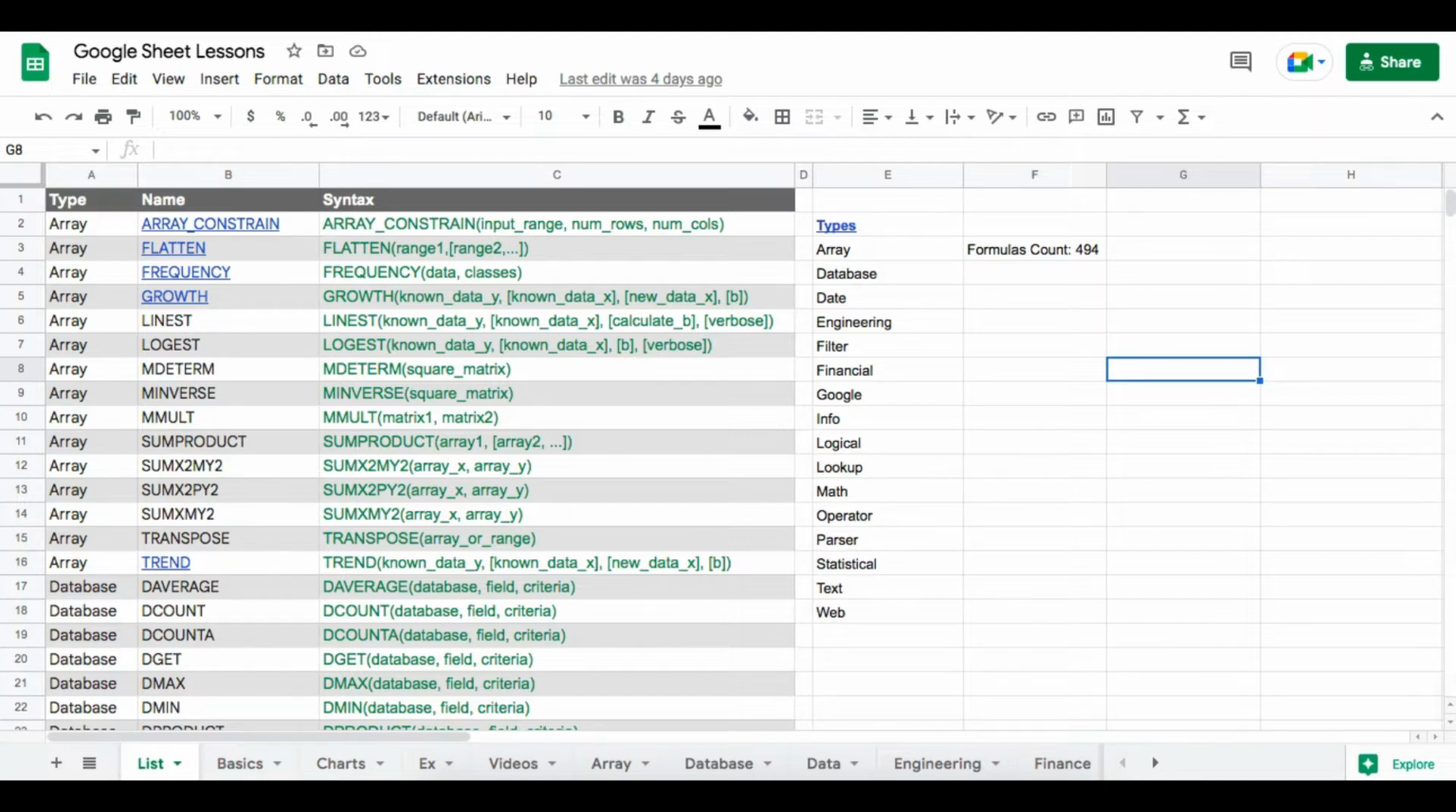Last time we talked about area charts. Now we will talk about the column charts. So now let's get to it.